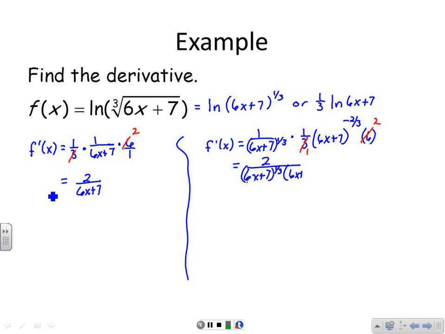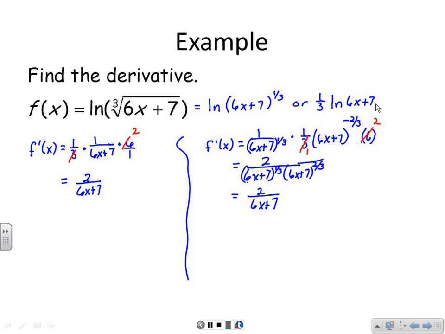times (6x+7)^(2/3). And when you add those together, when you multiply powers with like bases, you add those exponents, so you have (6x+7) to the 3/3, which is going to be 1, of course, and so you see you get the same answer. So you can tell that the power rule is going to help here.